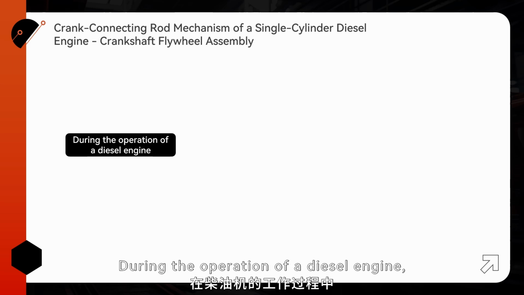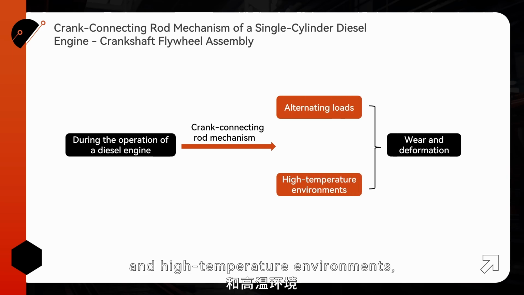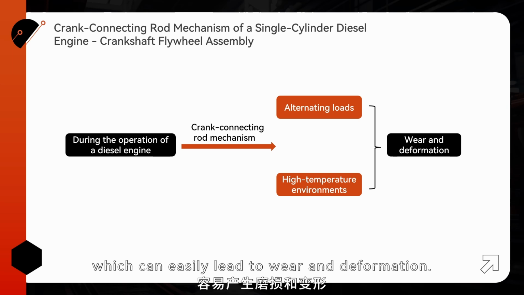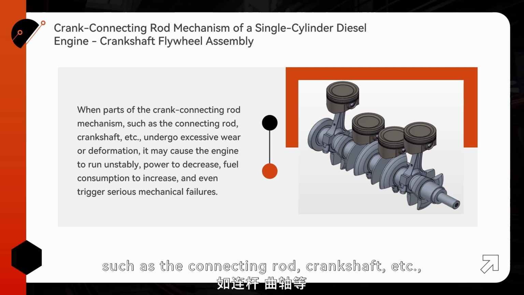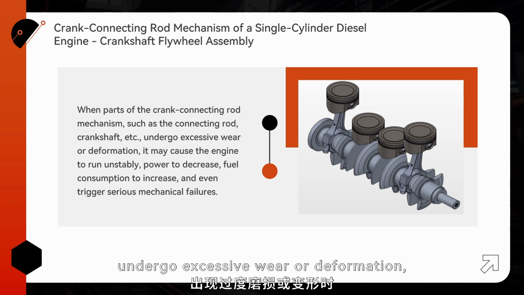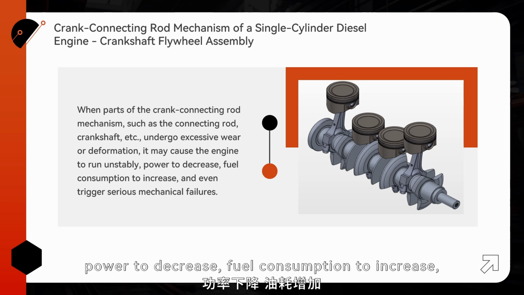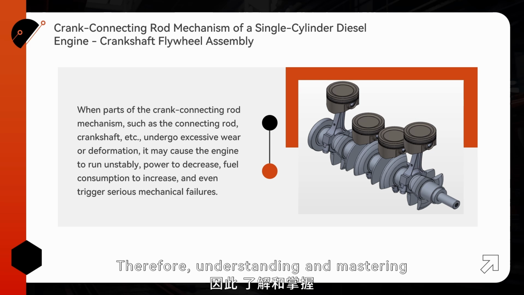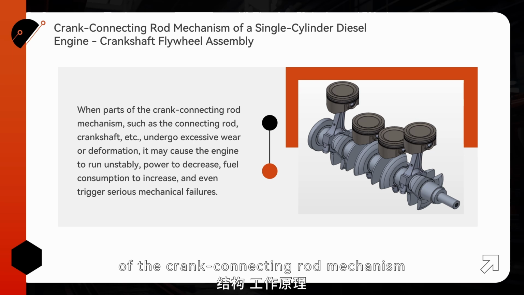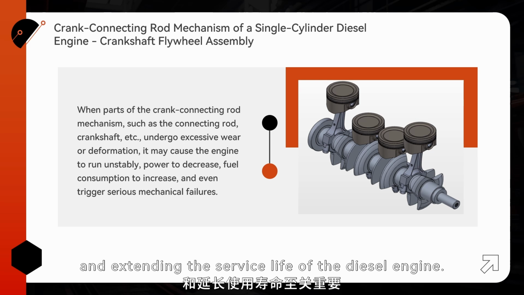During the operation of a diesel engine, the crank connecting rod mechanism is subjected to tremendous alternating loads and high temperature environments, which can easily lead to wear and deformation. When parts of the crank connecting rod mechanism, such as the connecting rod, crankshaft, etc., undergo excessive wear or deformation, it may cause the engine to run unstably, power to decrease, fuel consumption to increase, and even trigger serious mechanical failures. Therefore, understanding and mastering the structure and working principle of the crank connecting rod mechanism is crucial for ensuring the normal operation and extending the service life of the diesel engine.